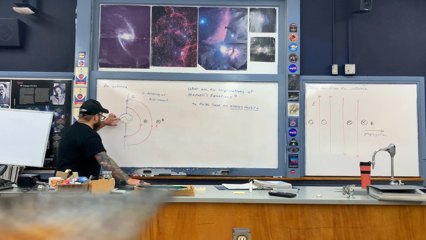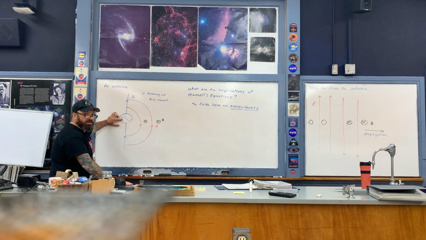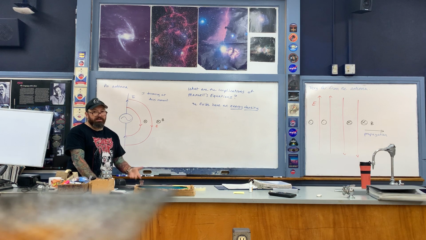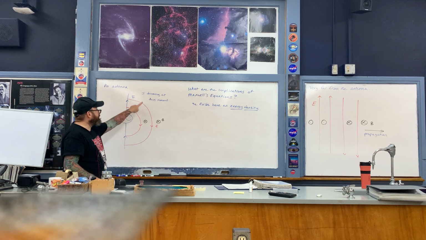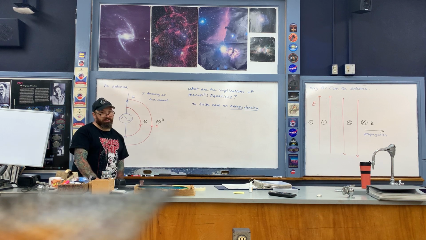So I have right here a generator which generates an alternating current. Let's say at this particular moment the current is flowing upwards through the wire in this direction, and also at this moment the current is decreasing in magnitude.